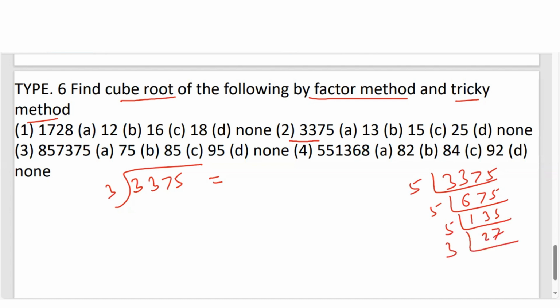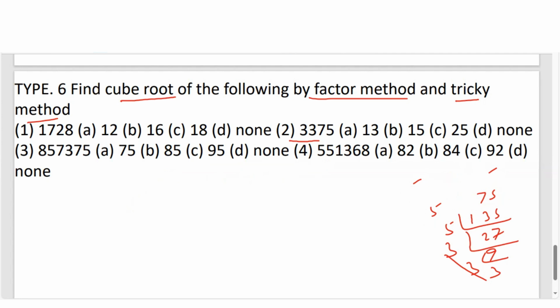Everyone knows 27 is what? 3 cube. So again you know, grouping 3 times and 3 times. So now you can write that 3 times 5 gives 15, 3 times 3 gives 12. So your answer is what? 15. In this way we can find any number very easily. Now I am explaining every question of this cube root by the tricky method or guess method. Let us see. So any question given, we can find very easily.